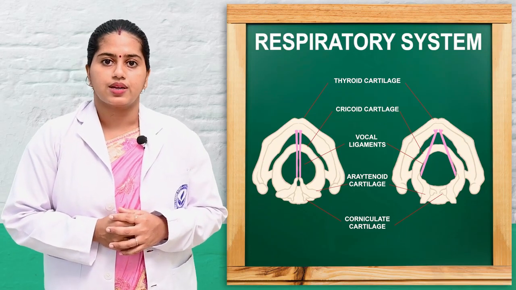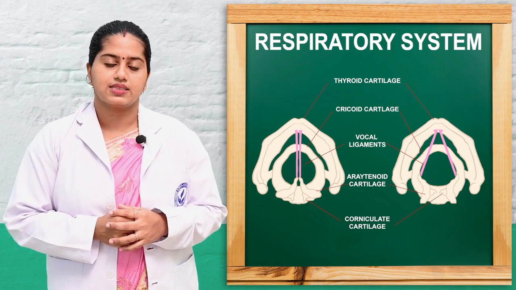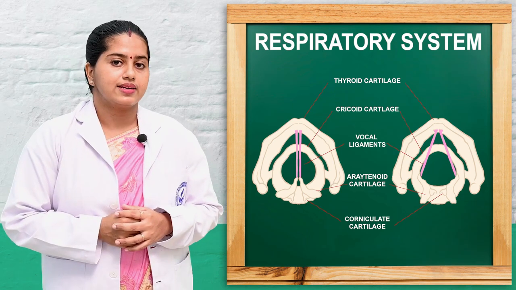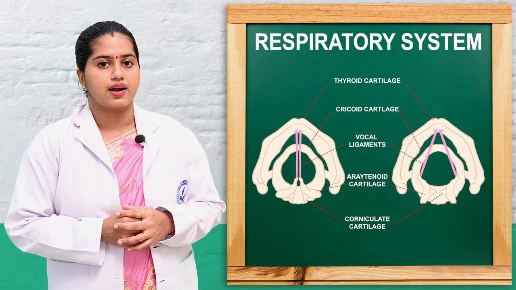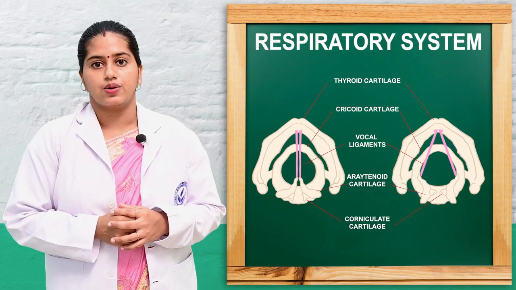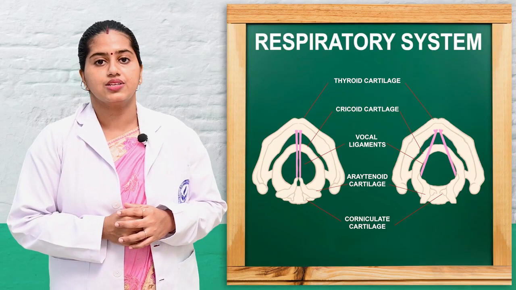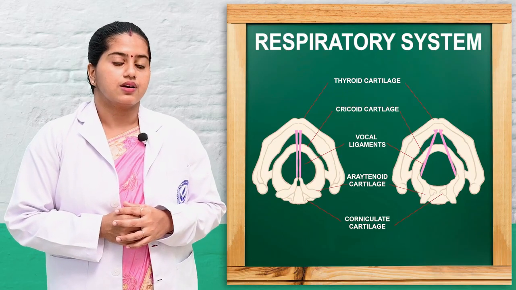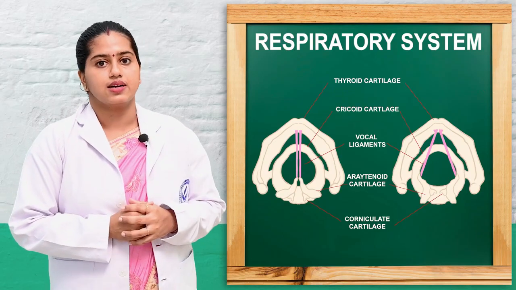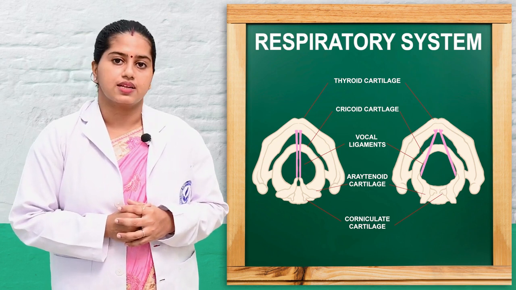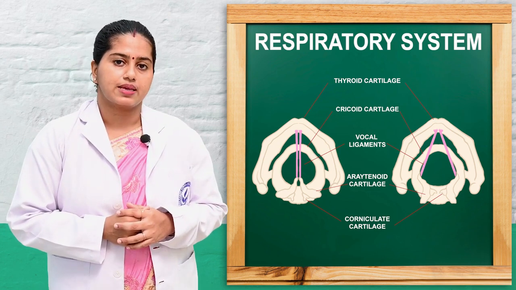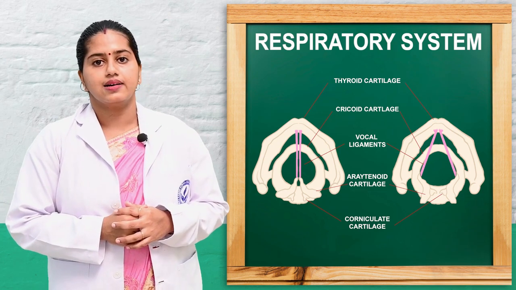Among them, most are hyaline cartilage and one is elastic cartilage. The hyaline cartilages are the thyroid cartilage, then the cricoid cartilage, cuneiform cartilage, and then the corniculate cartilage is present. Next is the epiglottis. The epiglottis is an elastic cartilage.